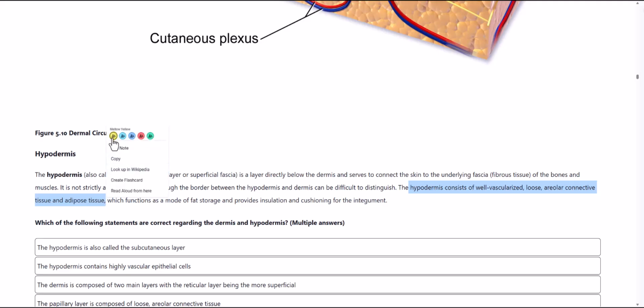There's still a fair amount of blood vessels. It's still a vascular tissue down here, and it is insulating, it's cushioning, and is an important layer between your skin and the underlying muscle and bones.